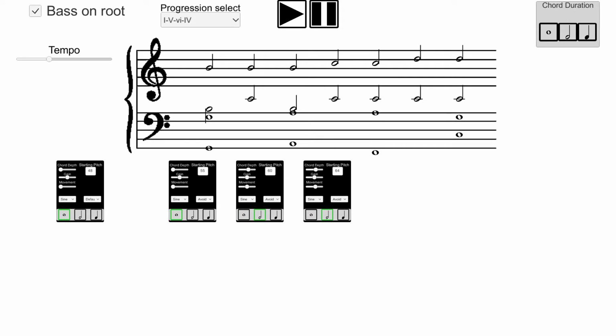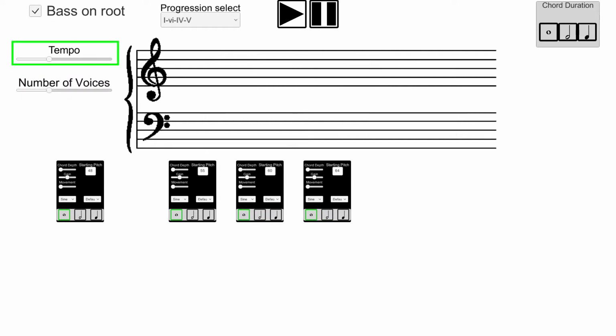Before beginning playback, the user may set parameters for the generation. These parameters include the tempo, number of voices, and the starting pitch for each voice. Once playback begins, LazyVoice automatically generates polyphonic music in real time.